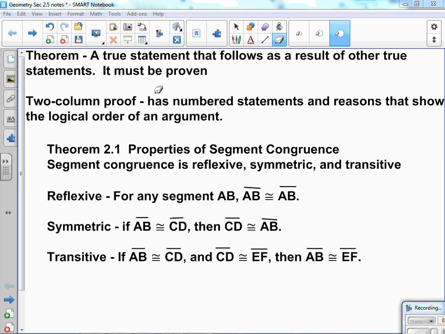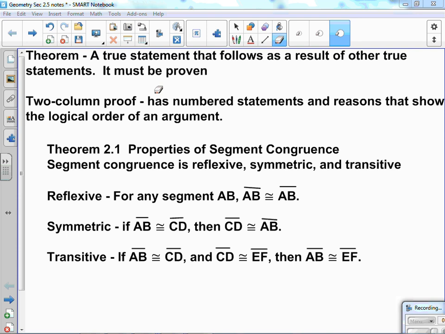So, two-column proof. We have numbered statements and reasons that show the logical order of an argument. We kind of touched on this in 2.4. We just didn't identify it as a proof, and we didn't number all the statements and reasons. But in order for it to be truly called a proof, it's got to have each statement and reason numbered. We're just showing the logical order of an argument, one step after another, that explains why something is the way it is.